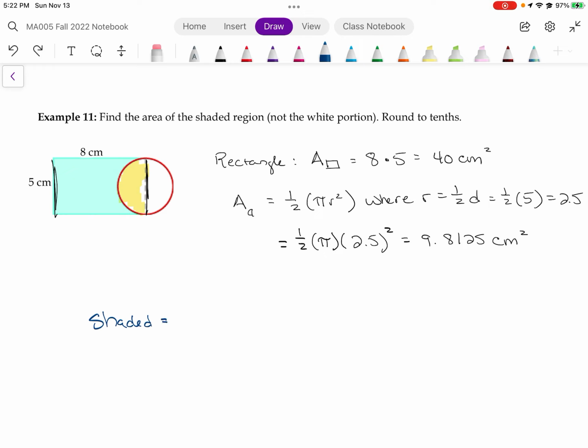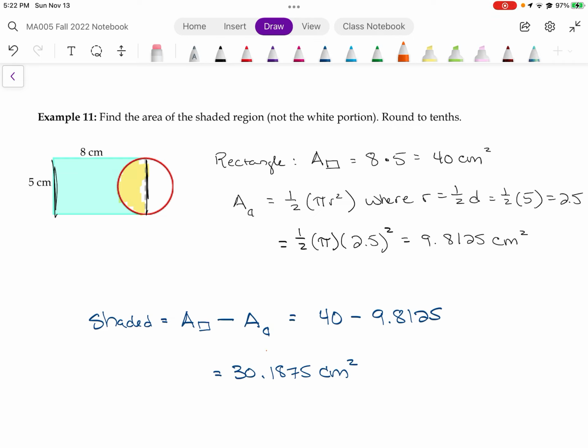Let me just say the area of the rectangle minus the area of the semicircle. Half of a circle is what that picture is supposed to be. All right, so we've got 40 minus 9.8125. And that gives me 30.1875 centimeters squared. But we needed to round to the tenths.